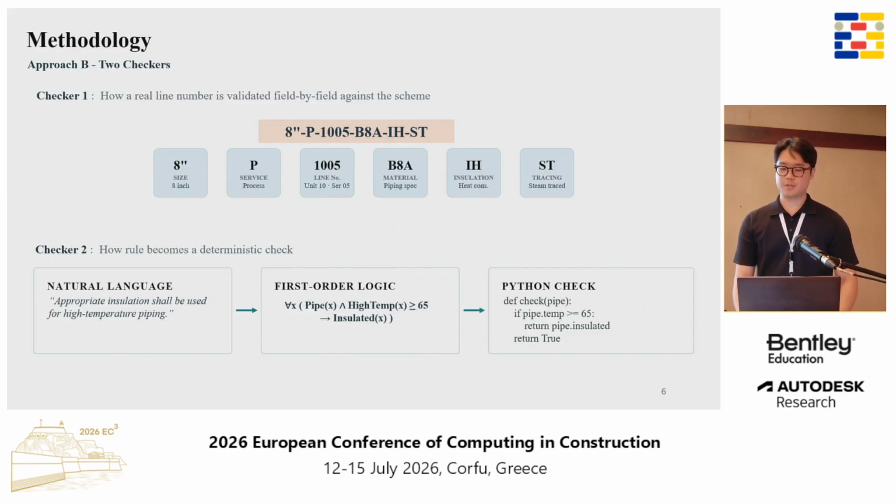Checker 2 deals with the meaning of design rules. Follow the flow at the bottom. A rule starts in natural language. A machine cannot evaluate that sentence directly. So the rule is formalized into a first-order logic expression. Then the logic is converted into executable Python code. The check itself runs deterministically. Together, the 2 checkers perform 557 checks in total.